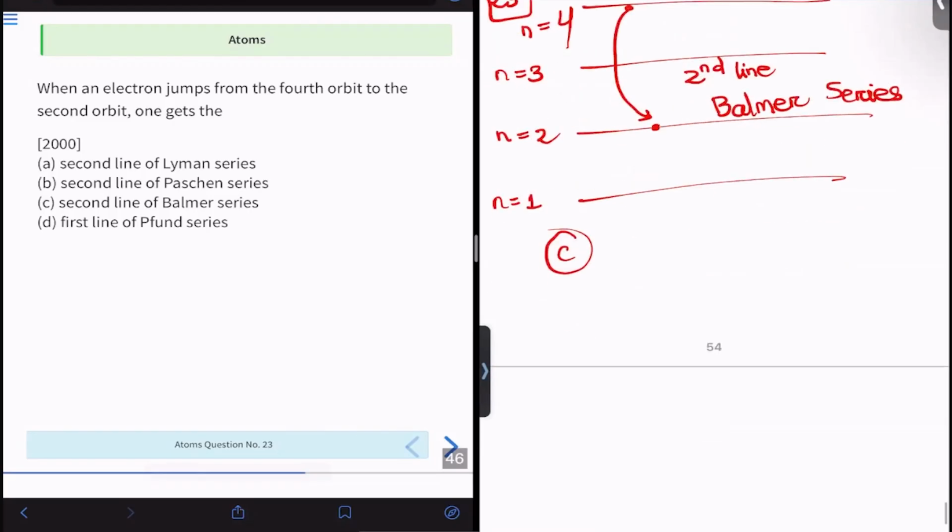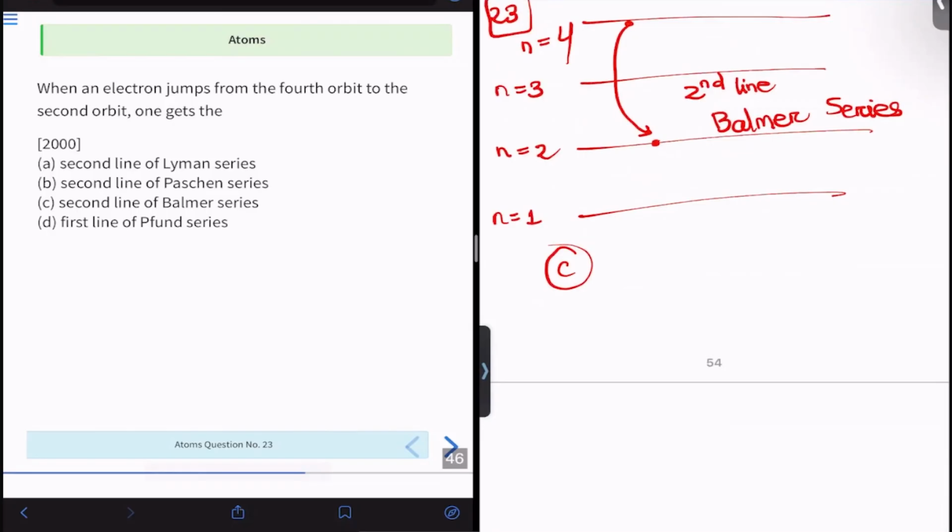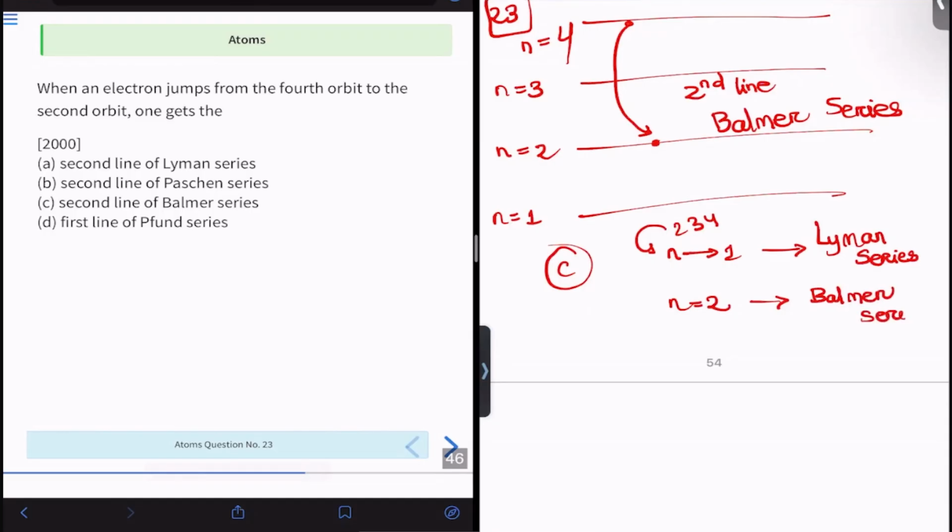if an electron is coming back to n equal to 1 from any of the orbits, second, third, fourth, to n equal to 1, it will give rise to Lyman series. Then just now we talked, if n equal to 2, if it is coming from third, fourth, or fifth, from any of the orbits to n equal to 2, it will give rise to Balmer series.